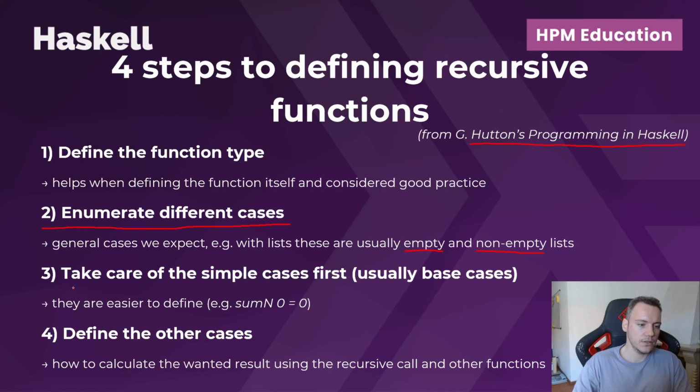Number 3, we take care of the simple cases first, which are usually the base cases. They are much easier to define, right? So like we saw, sum n of 0 is simply 0. Also in map, if we get an empty list, we simply return the empty list. We don't even have to worry about applying the function to anything.